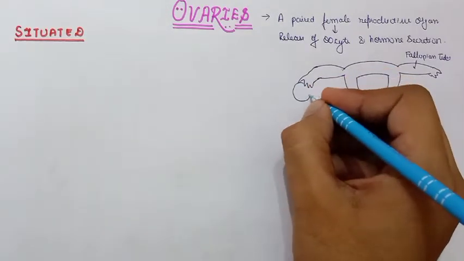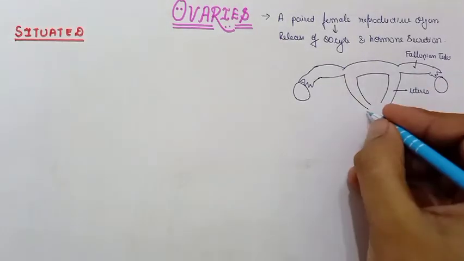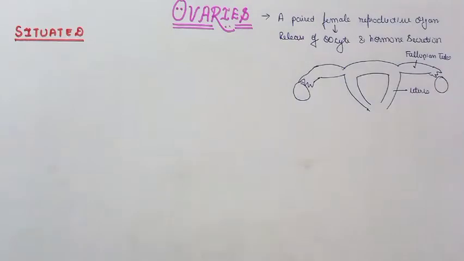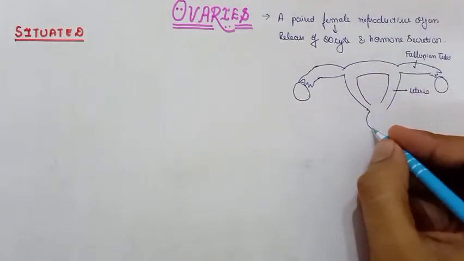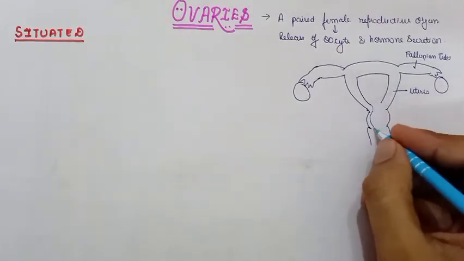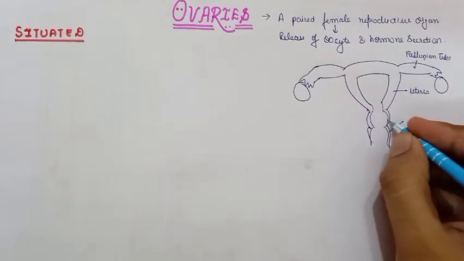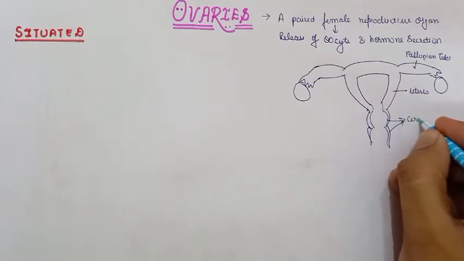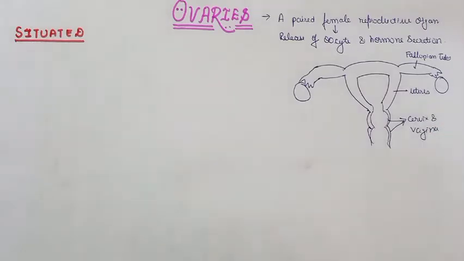and here are the ovaries, two ovaries on both the sides, and the cervix and vagina located at the lower part of the uterus. So here we have the cervix and vagina. I hope you have got an introduction to the different other female reproductive organs. So let's proceed with the situation of the ovaries.